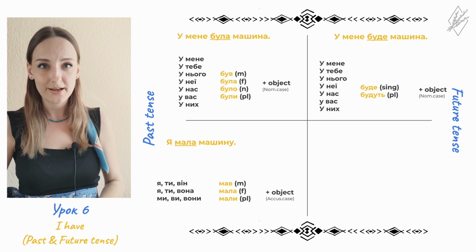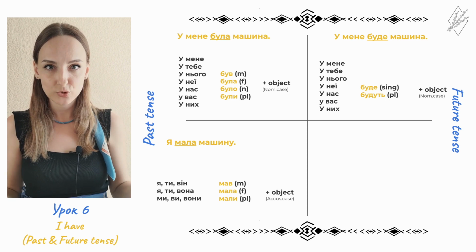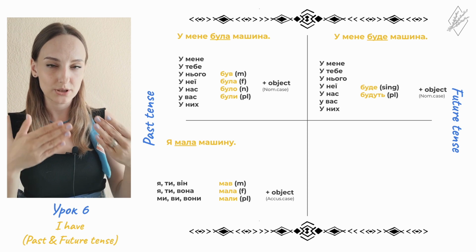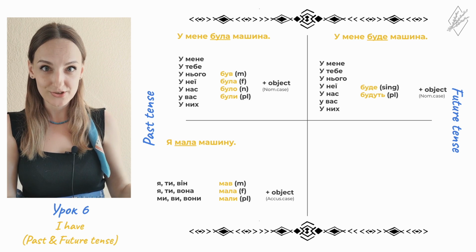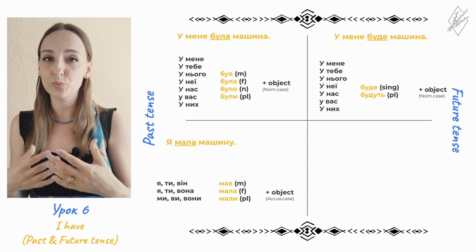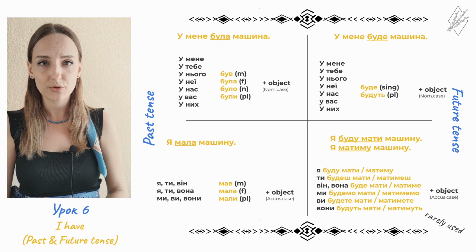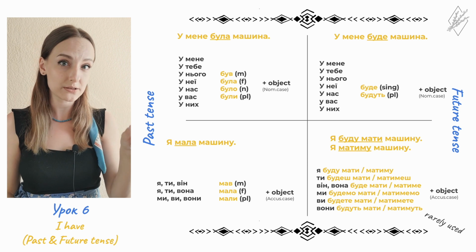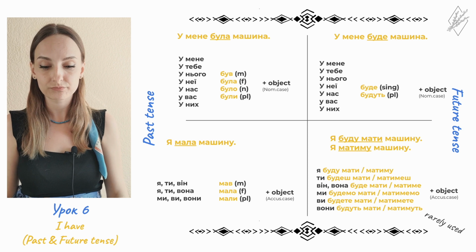About the future tense we have a favorite structure. This one. У мене буде or у мене будуть. And here the verb to be in the future tense, буде, будуть, depends on the object. If your object is singular, then буде. If your object is plural, then будуть. And we have the fourth form. I will not even read it now because probably you will not use it right now. But if you're more advanced, you can write down these forms and practice them as well.